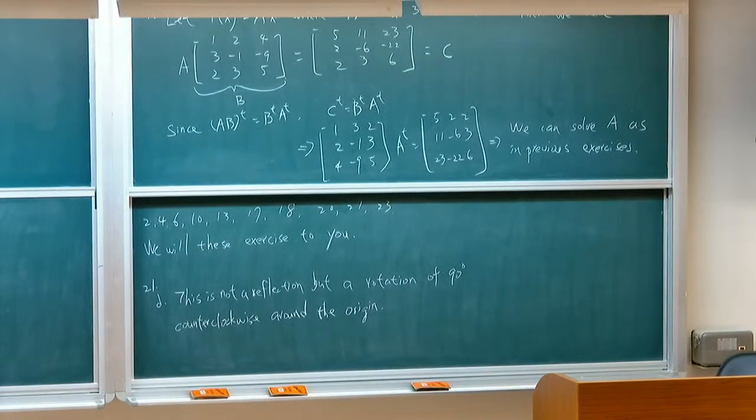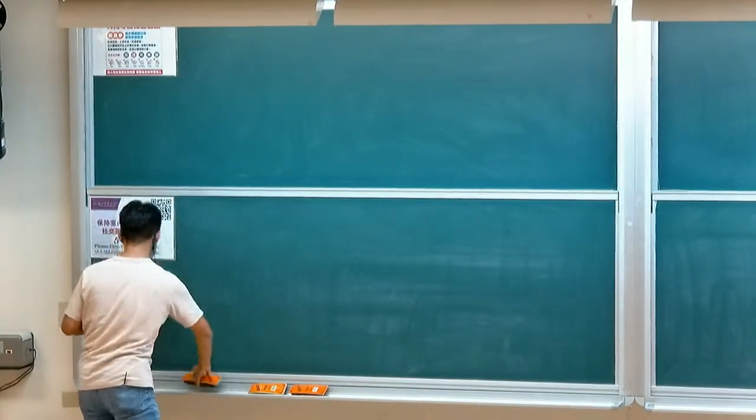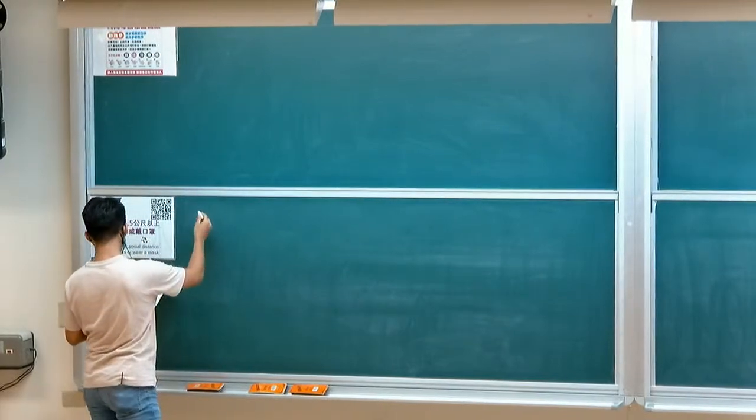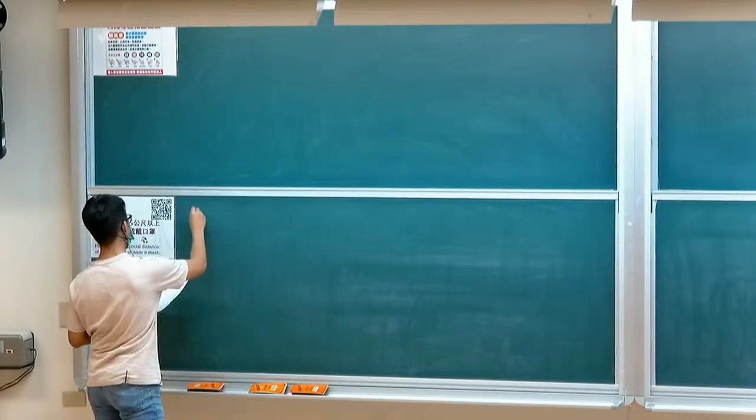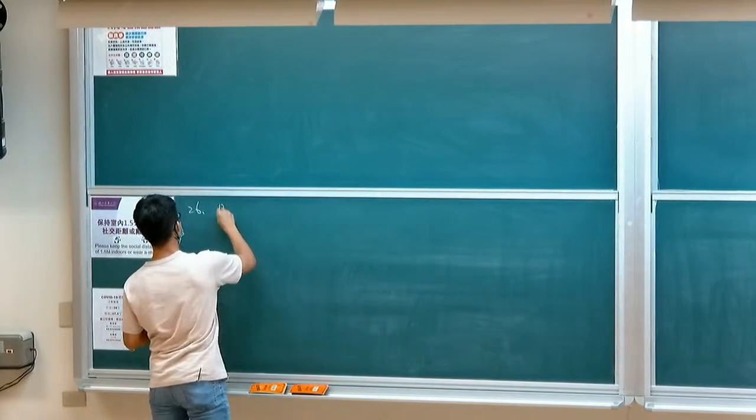Okay, then for exercise 26, you can review theorem 7 in the textbook, then you will know how to work on this exercise.